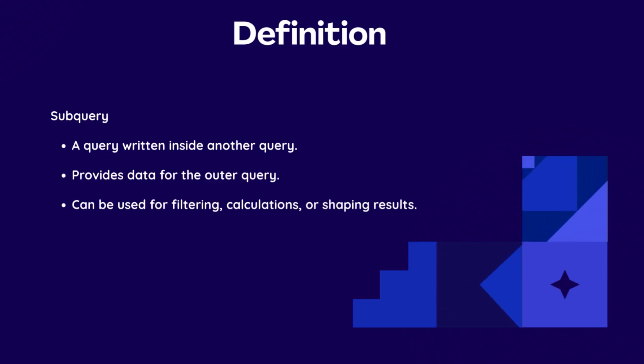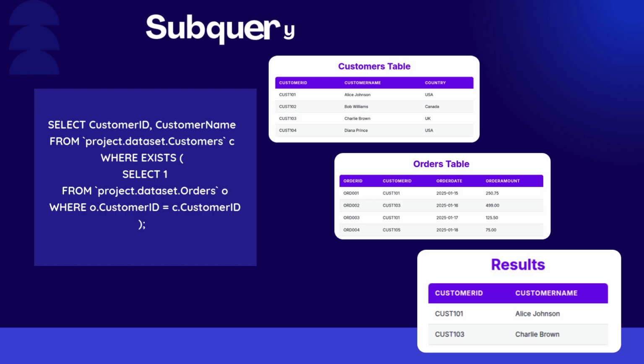Let's look at our first example. Suppose we want to find all customers who have placed at least one order. Instead of using a join, we can use a subquery in the where clause with the exists keyword. Select customer ID, customer name from customers C where exists (select 1 from orders O where O.customer ID equals C.customer ID). Here, the inner query checks if a matching order exists for each customer. If it does, that customer is included in the final output.